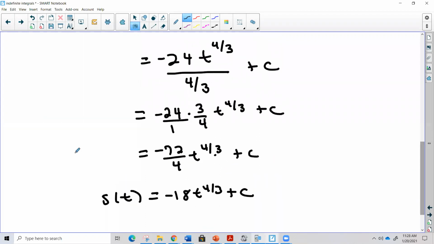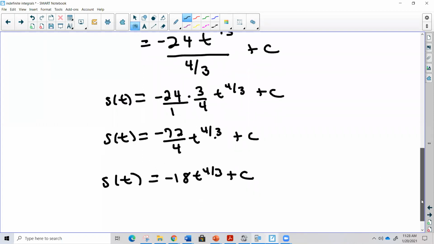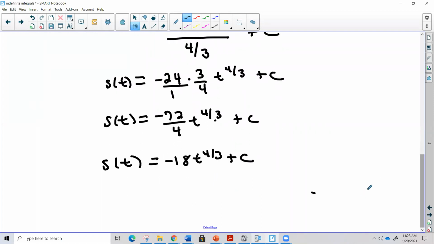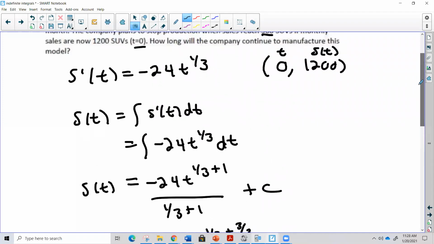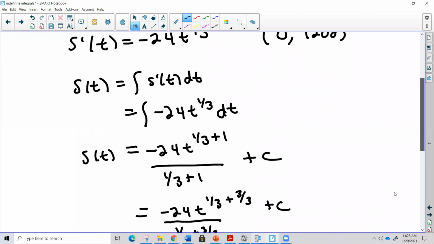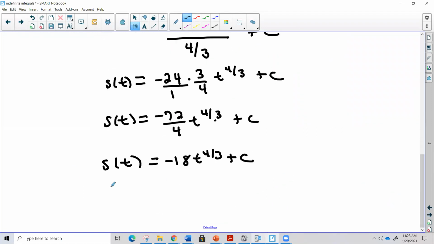So I'm going to label this as s of t because we want s of t to be a function of t. And then we need to find our c value. We need a particular function because they gave us our point. And if we come back, my point was 0, 1200. So I'm going to plug 1200 in for s of t. And then I'm going to plug 0 in for t. Okay, and again, 0 to any power is just 0.